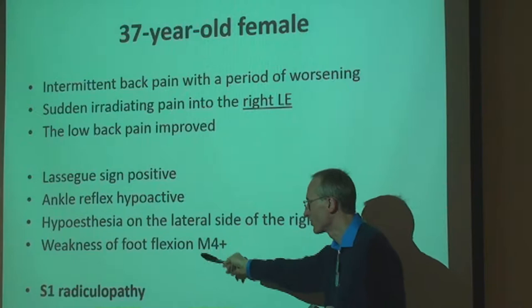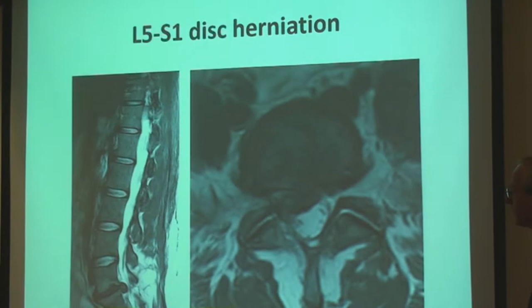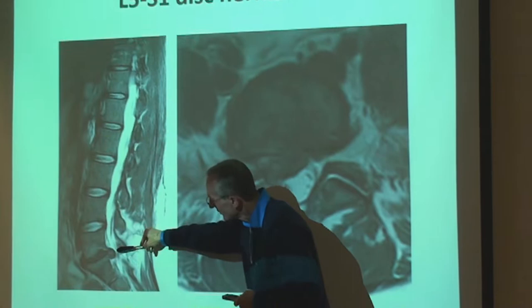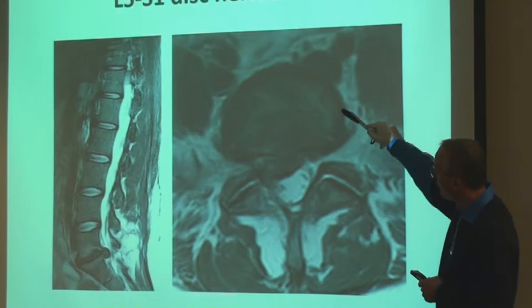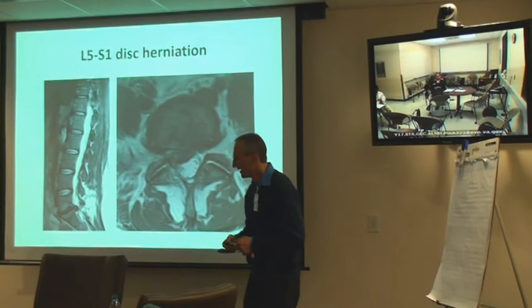The diagnosis neurologically is an S1 radiculopathy on the right side, and the corresponding imaging shows that the patient actually has a very large disc herniation at the L5-S1 segment, which is well visualized on the axial imaging, where we see the thecal sac with the nerve roots and the large disc herniation compressing the emergence of the S1 nerve root.